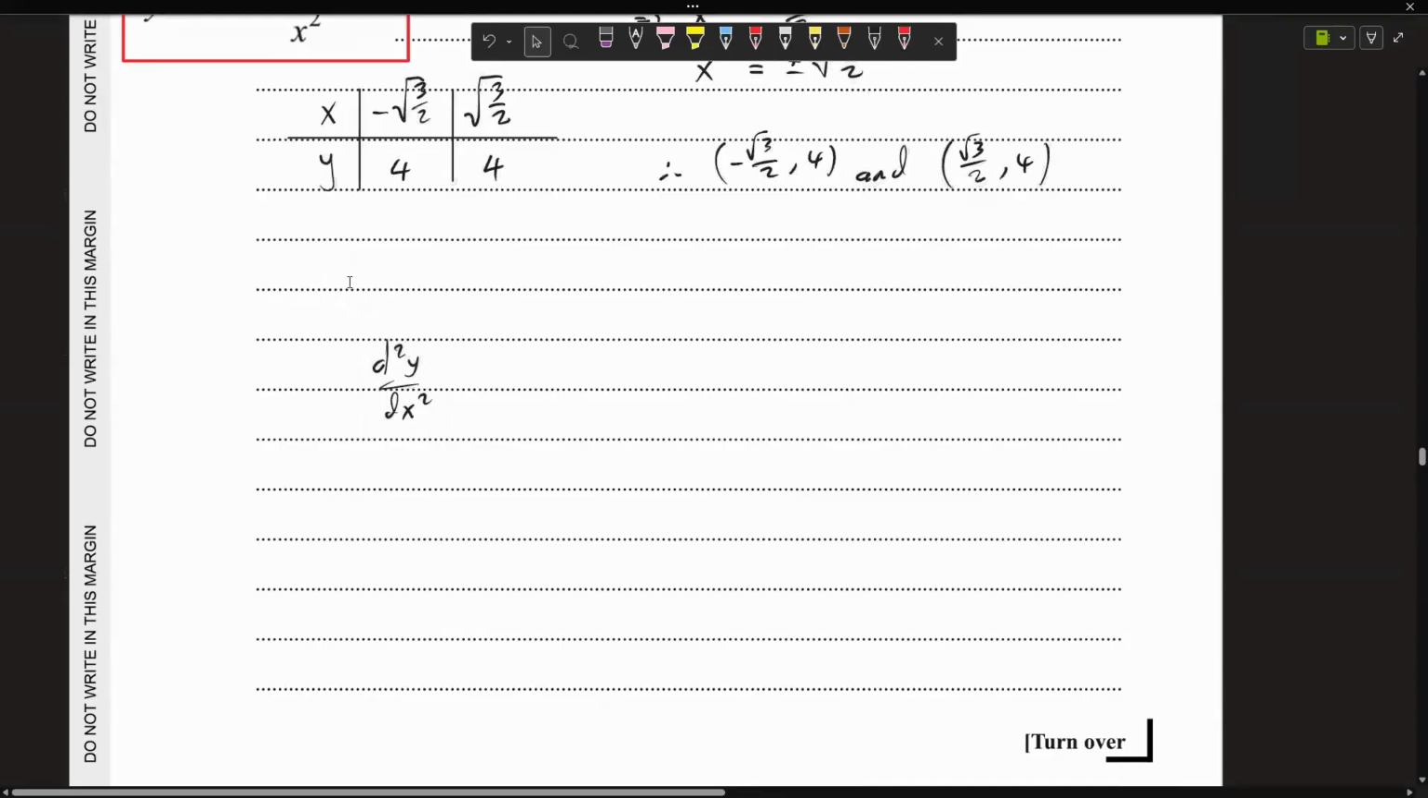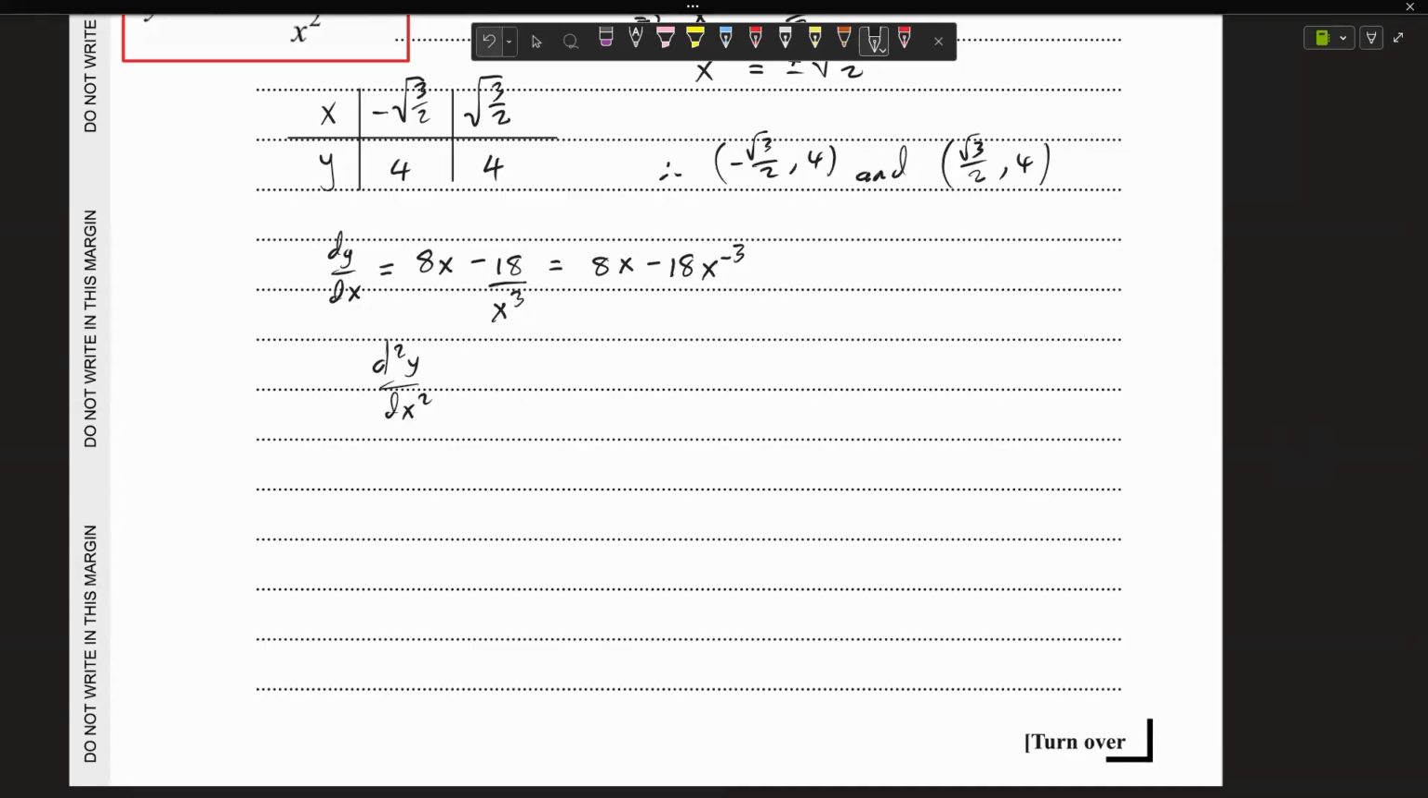Okay, so we have dy by dx already. This is what we had as dy by dx. I don't think I copied it well. This was dy by dx, which can also be written as 8x minus 18 x to the minus 3. All right.